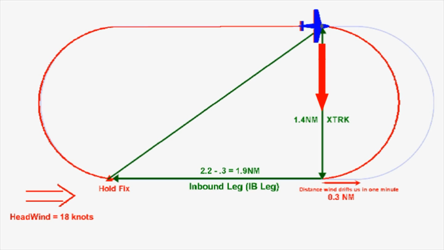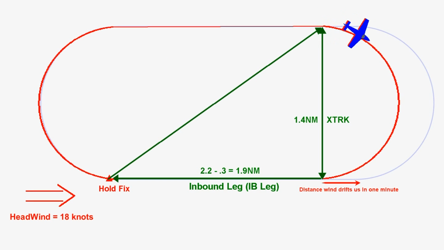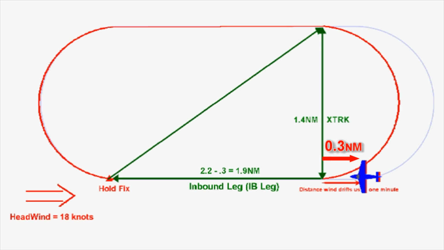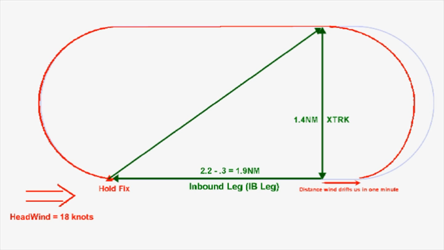Up to now, every hold we have flown, the outbound leg ended abeam the start of the inbound leg. But with this wind, we are going to drift in the turn like this. Oops, we wound up right back at 2.2 nautical miles from the VOR. That's not where we want to be.